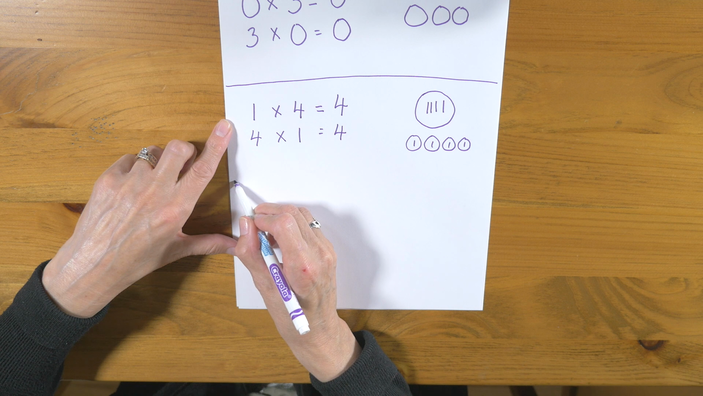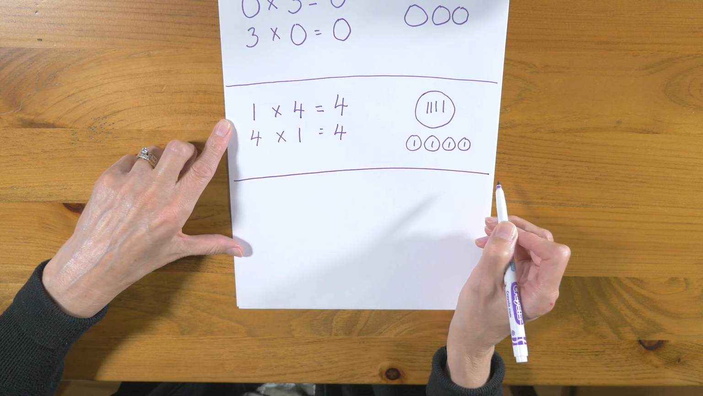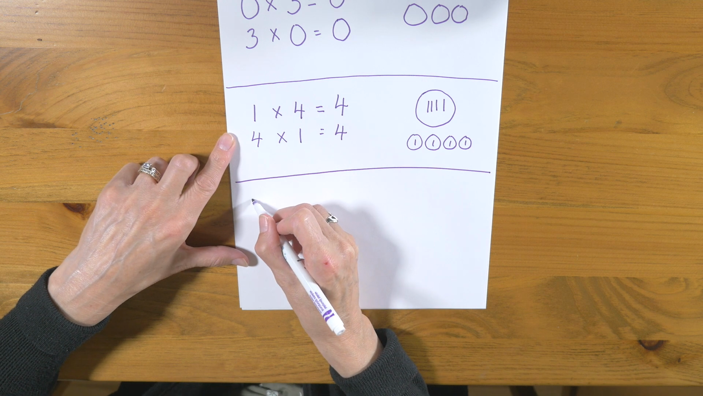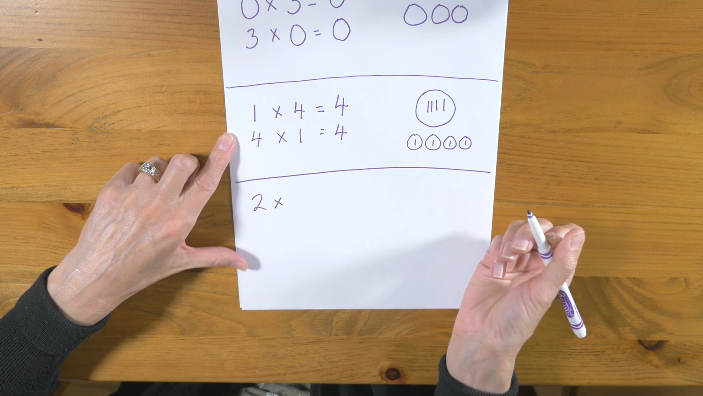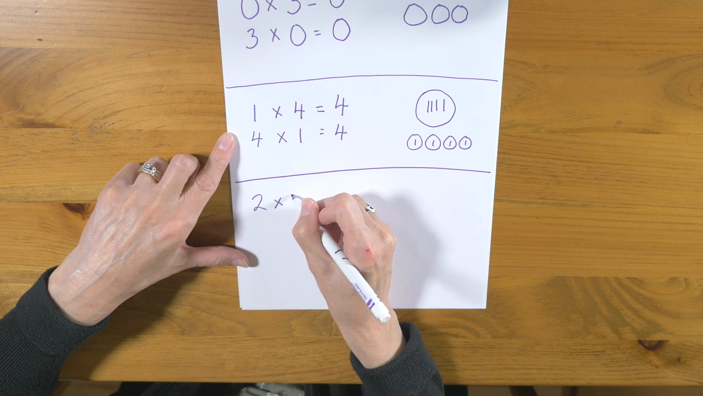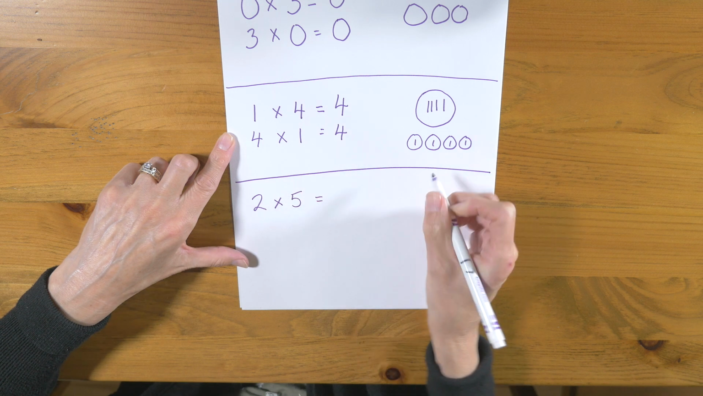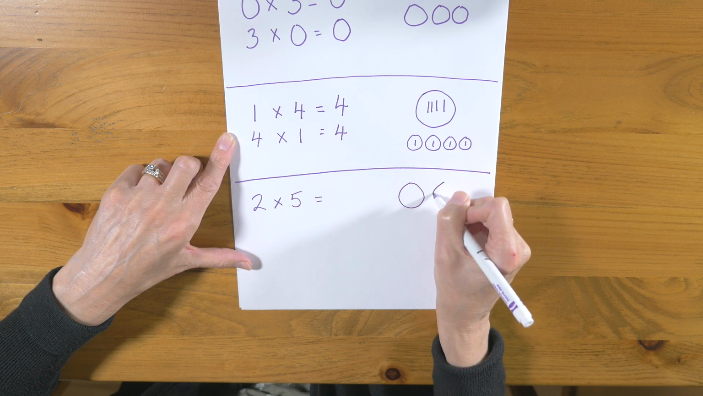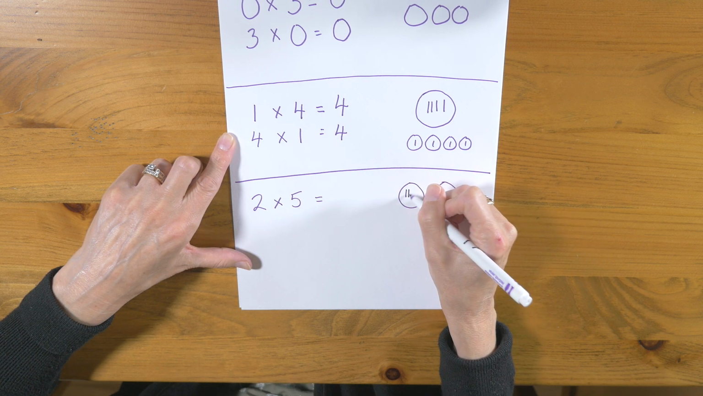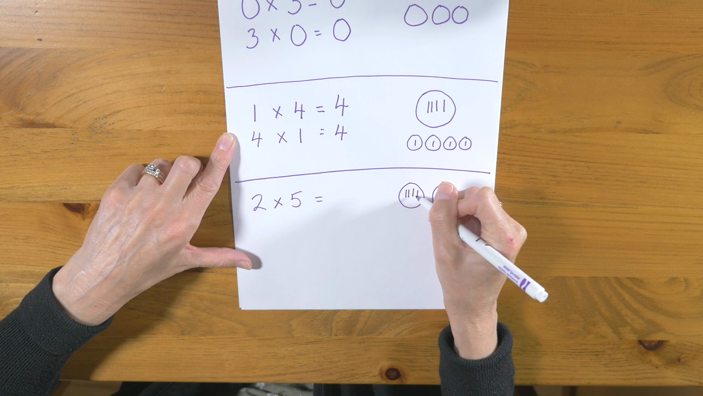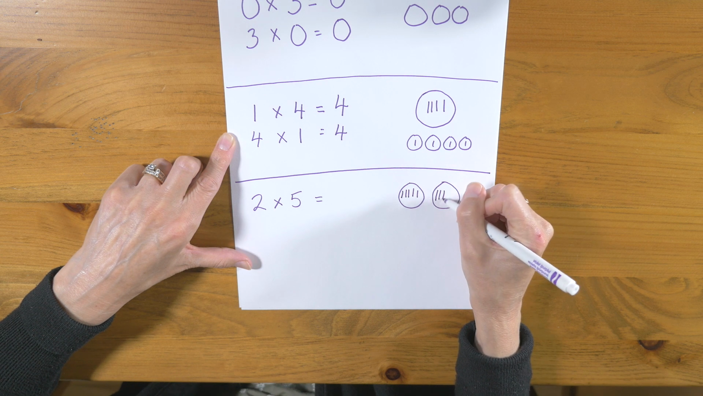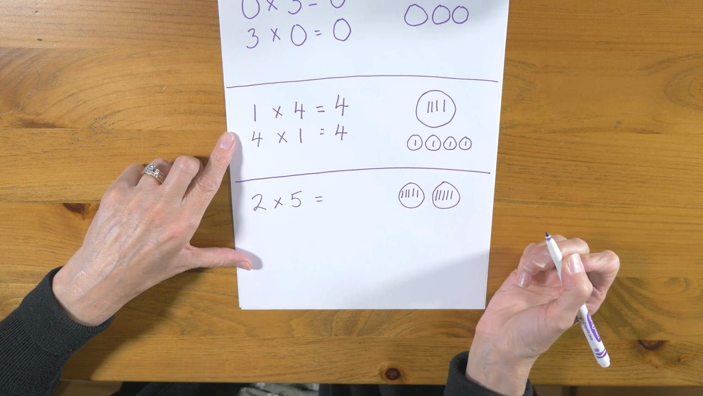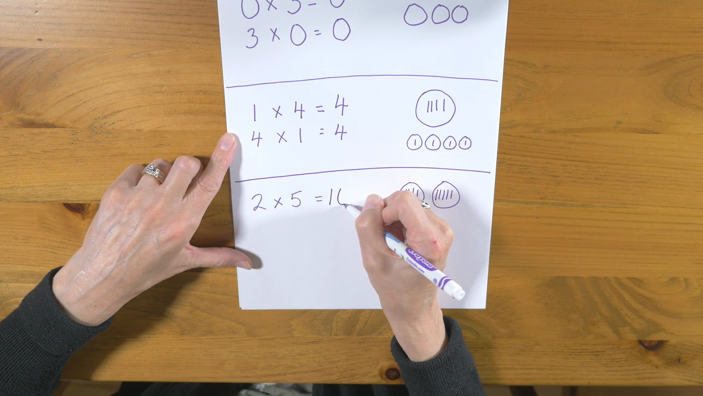And then the last rule that we're just going to go over today is the 2 times table rule. So 2 times, let's use 2 times 5. Well, 2 groups of, and we put 5 in each group. 5 plus 5 is 10. 2 groups of 5 is 10.